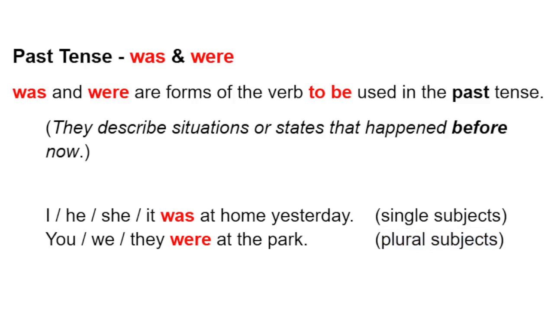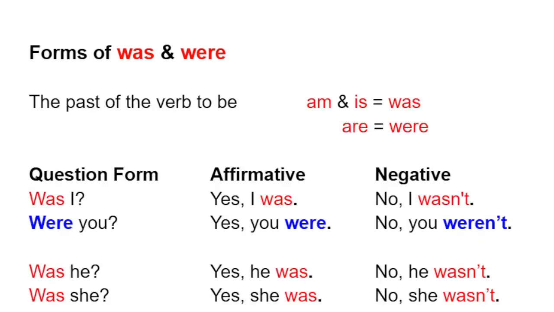Now let's look at some examples of their usage, both in the sentence and the question forms. The forms of was and were. Was and were are the past tense of the verb to be. Am and is become was, and are becomes were. Here we have the question form, the positive or affirmative use of the verb, and the negative use of the verb. So let's read those, shall we?